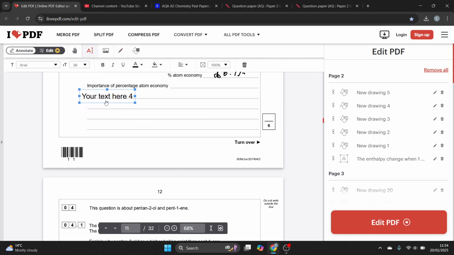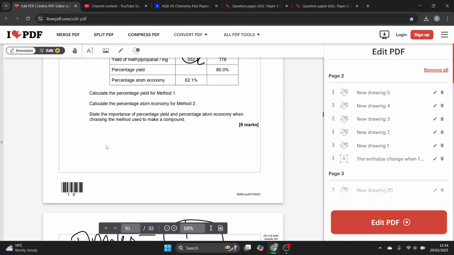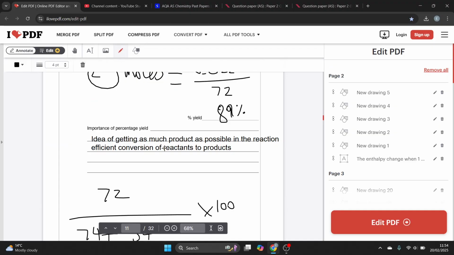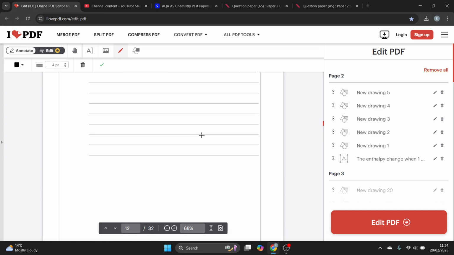Importance of percentage atom economy: the idea of minimizing the amount of byproducts. So, percentage yield, importance: the idea of getting as much product as possible, efficient conversion of reactants to products. Percentage atom economy: the idea of minimizing the amount of byproducts.